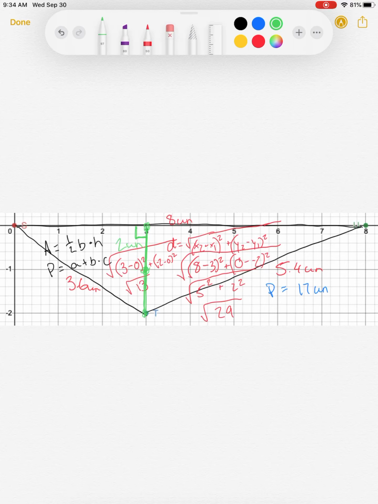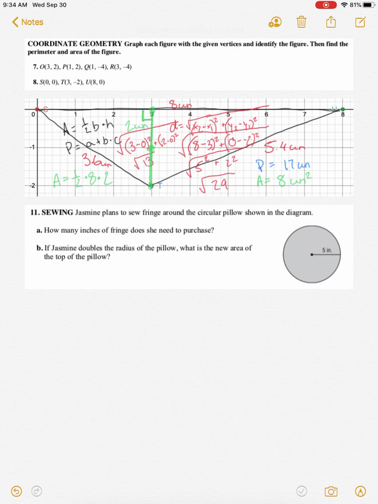So to calculate my area, area equals half the base, which is 8, times the height, which is 2. So 1/2 of 8 is 4, and 4 times 2 is 8. So the area of this figure is going to be 8 units squared. Alright, so we're done with that piece. So that's number 8.